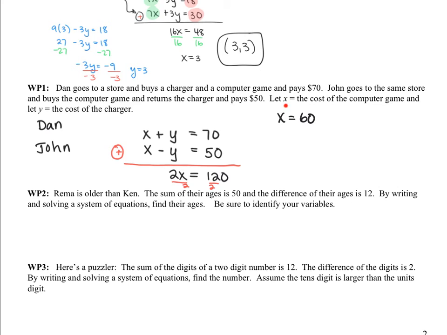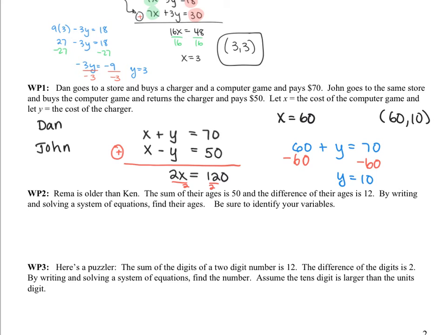And since my key tells me that x is the cost of a computer game, that means my computer game cost me $60. So now I could go back to Dan's equation, which was x plus y equals 70, and do 60 plus y equals 70. It's probably pretty clear that this number would need to be 10, but just in case it's not, I could subtract 60 from both sides to get y equals 10. And so that would mean that the cost of the charger is $10, and my ordered pair would be (60, 10).